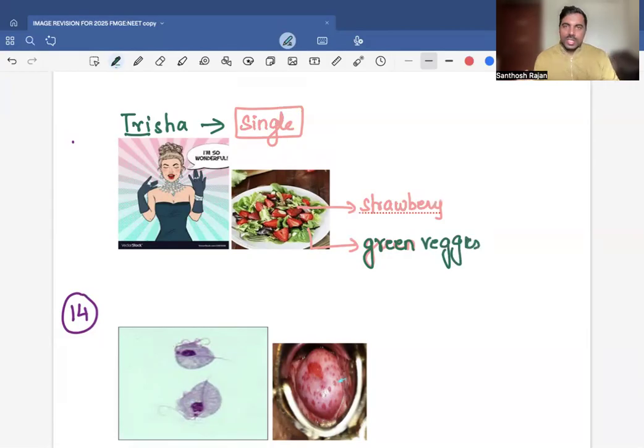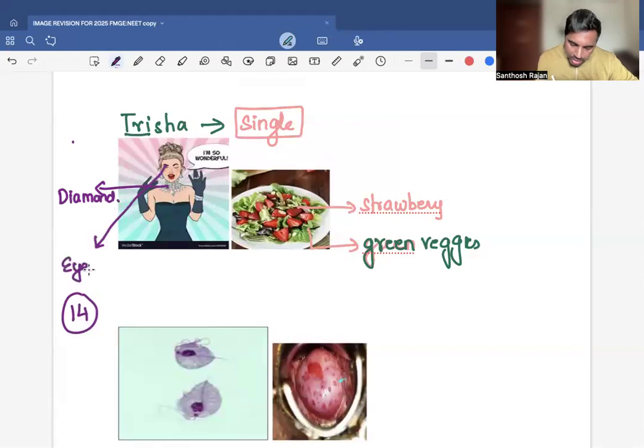Second one, Trisha's an actress, so she has all expensive things. What are the expensive things? Look at a beautiful diamond necklace. You see a diamond necklace here. Second one, her beauty is in her eyelash. Her eyelash is so beautiful. I don't know why I'm writing beautiful, but just for imagination.